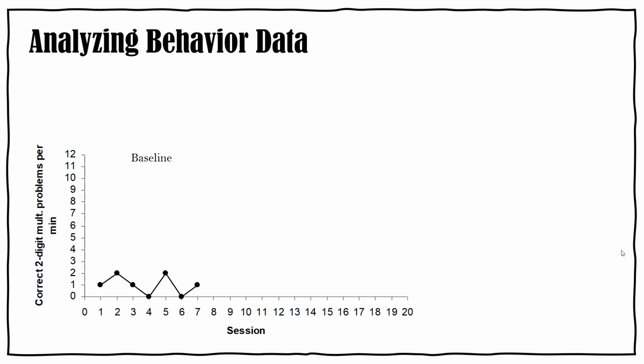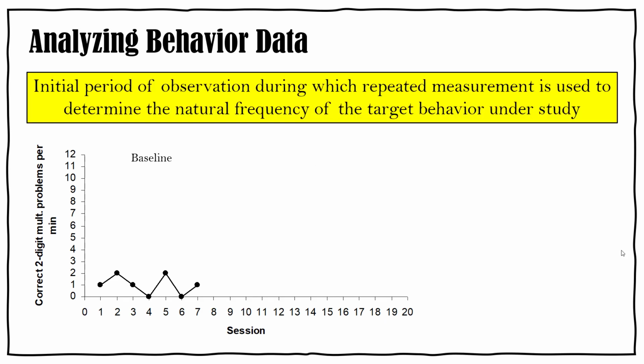So let's talk about baseline first. Baseline is that initial period of observation where you're determining the natural frequency of the target behavior. So this is how frequent or how long a behavior is occurring under natural contingencies in the natural environment. If we look at these data right here, on the y-axis we have the 2-digit multiplication problems, and on the x-axis we have sessions. You can tell it's baseline data because you should have a condition label up here, and then you can look at your data path in the baseline phase.